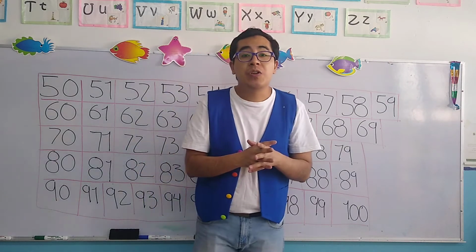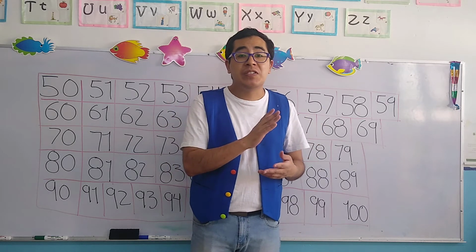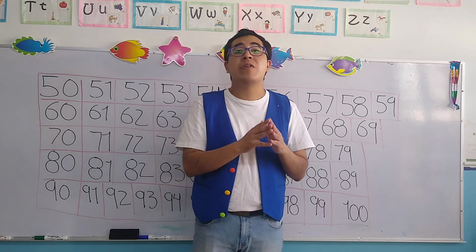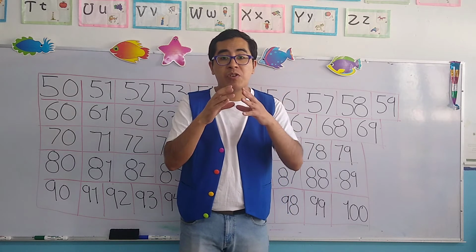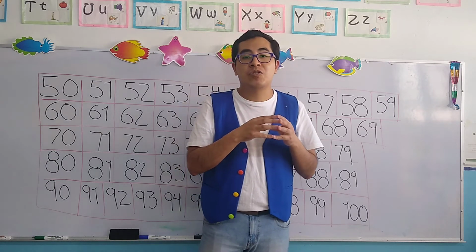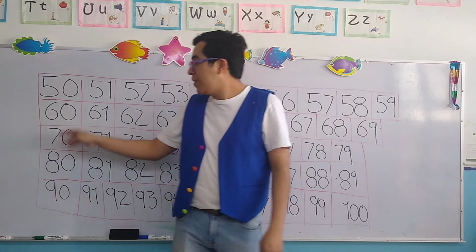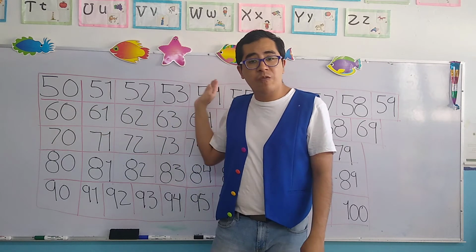Now, let's continue with the family of the 60s. Remember, all 60s, they begin with the number 6. So, if we want to make new numbers, para crear nuevos números con la familia de los 60s, we have to start with 0. Tenemos que empezar con 0, then 1, 2, and so on and so forth.